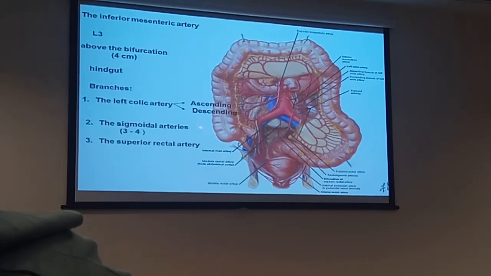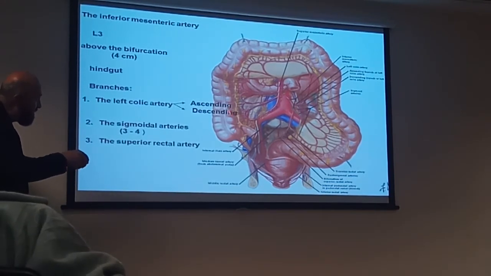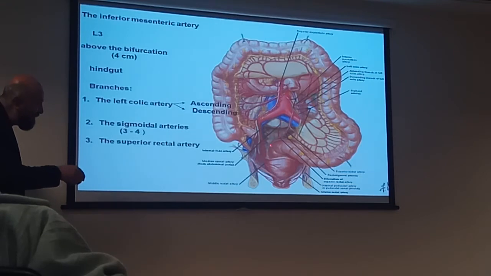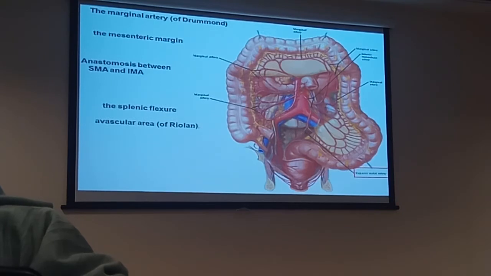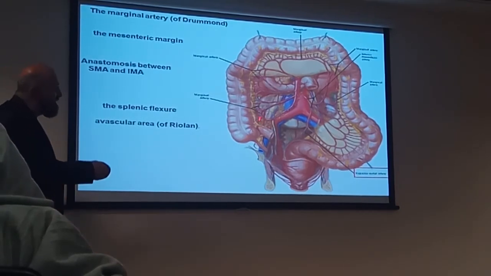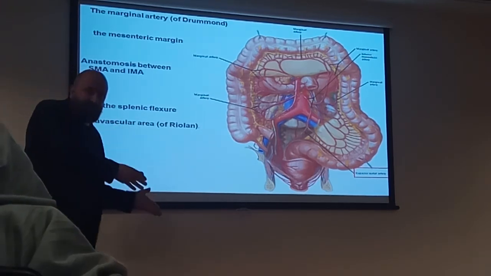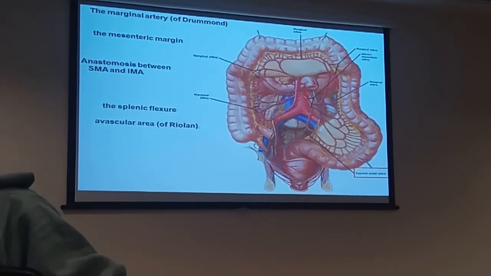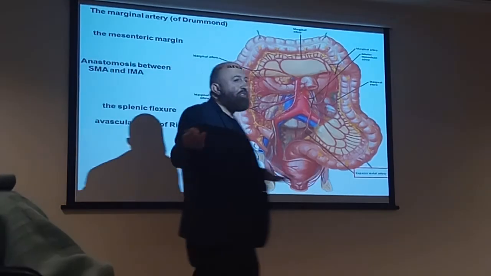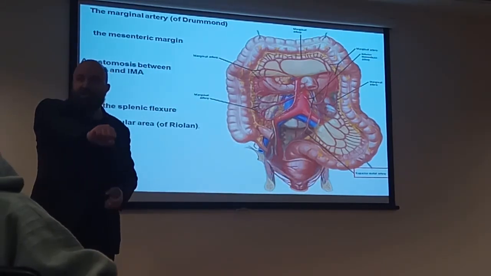And at the end, you're going to have an artery here along the mesenteric border, all the way from here to down here. On the mesenteric border, we're going to call that the marginal artery of Drummond. This marginal artery is basically the result of anastomosis between the branches of the superior mesenteric and inferior mesenteric. Why is this important? Why do you need an artery that connects the two systems?